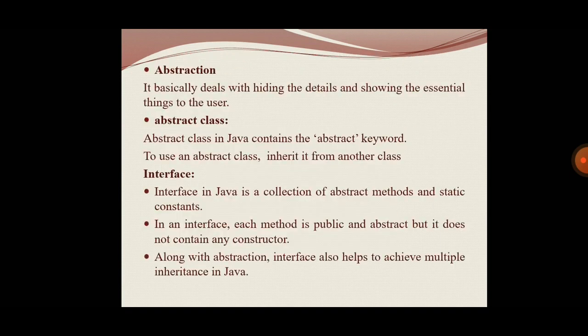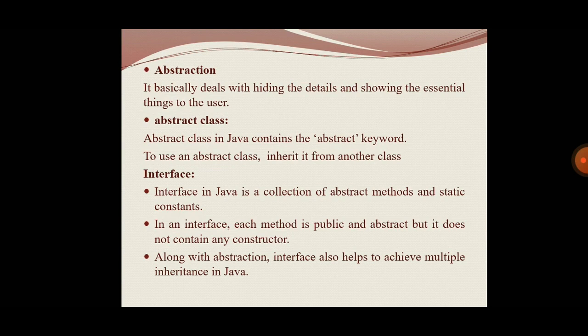Next is abstraction. Abstraction refers to the quality of dealing with ideas rather than the details. It shows the essential things to the user. We all know how to turn on the TV, but we don't know how it works in order to enjoy it. So abstraction means a simple thing like an object, class or variable represents more complex underlying code and data. It avoids repeating the same work multiple times. In Java, we use abstract class and interface to achieve abstraction.